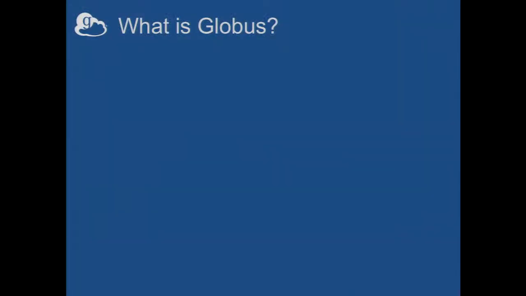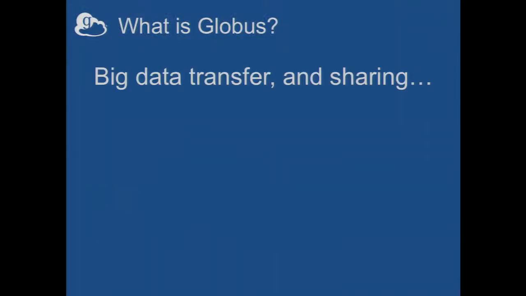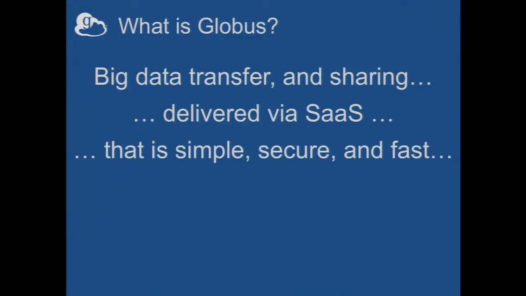So out of that came a bunch of services called the Globus services, which provides big data transfer and sharing, delivered as software as a service. So we took a leaf from a lot of the commercial, and of late I'm seeing a lot more research services also, where these are provided as hosted solutions, right? So you access them using very easy interfaces like a browser or an API, and not worry about installing it yourself, operating it, upgrading it, and so on. So delivered as software as a service. That is simple, secure, and fast.